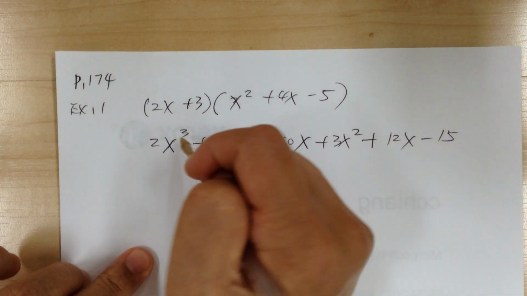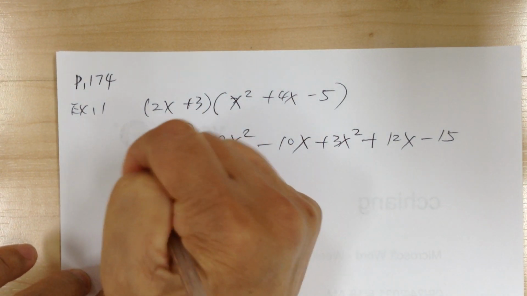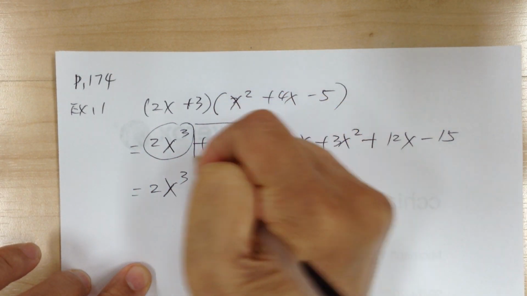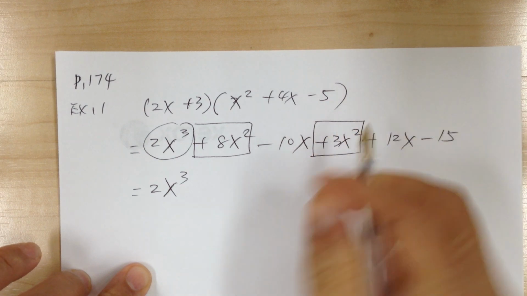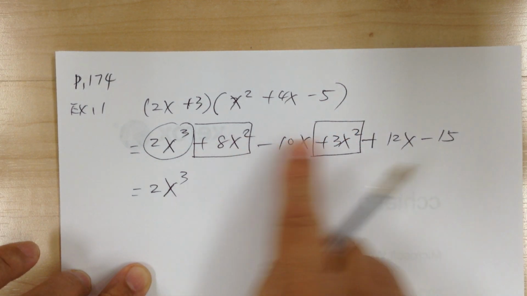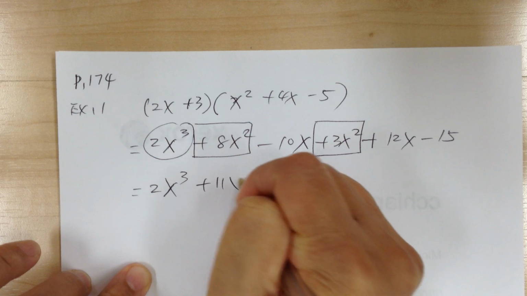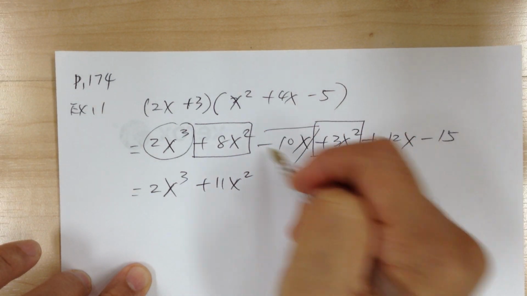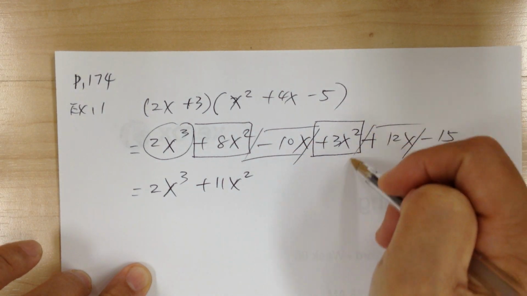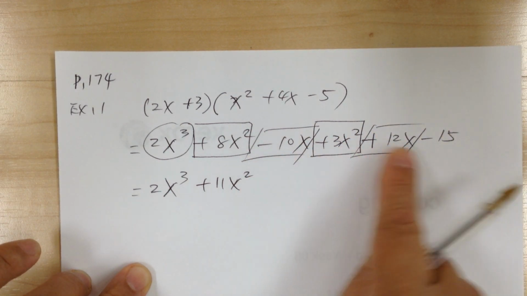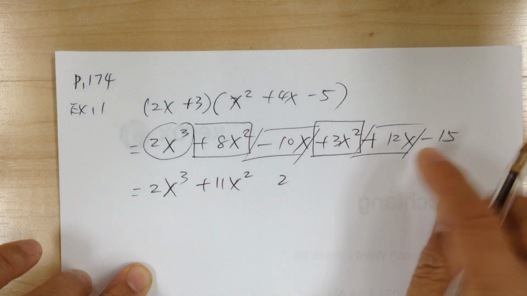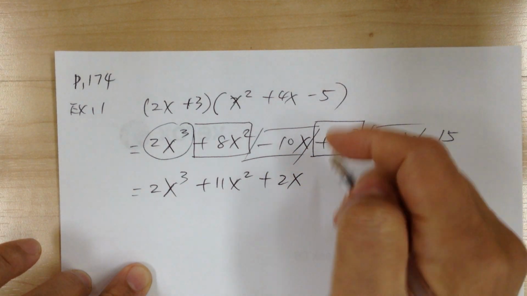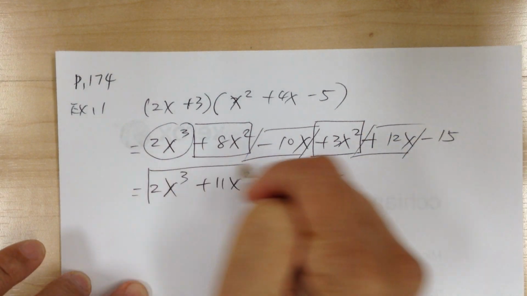Start with the highest degree. So this would be 2x cubed. Then you go to the square. There's a square term here, and there's a square term here. Same signs, you add together, so it'll be plus 11x squared. And then after that, you do the x term. The opposite sign, so you have to subtract the numbers, so it would be a 2. And for this one, the positive is higher, so it would be positive. And the last would be the number, and that would be the answer.